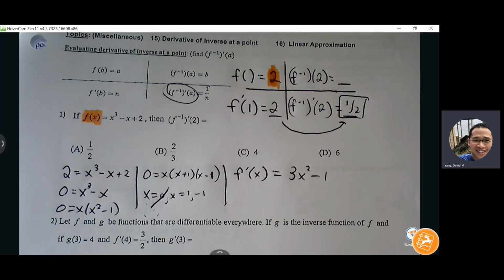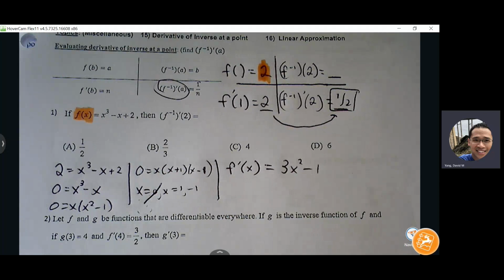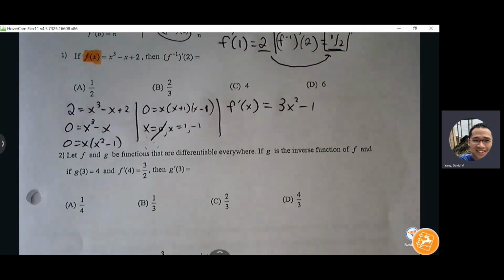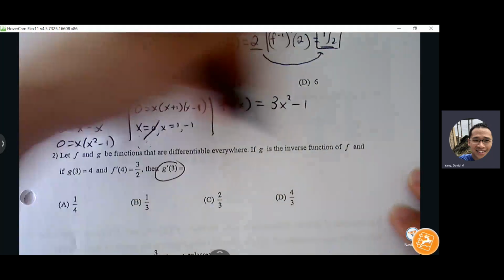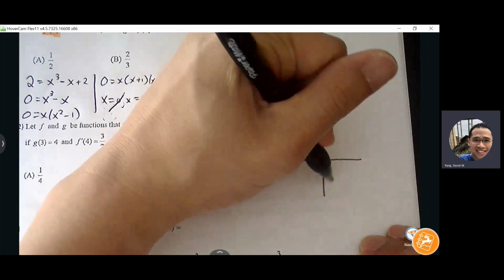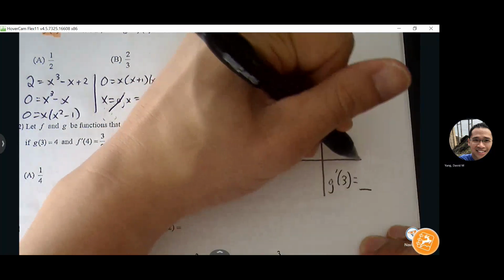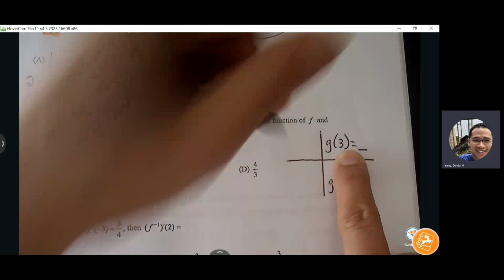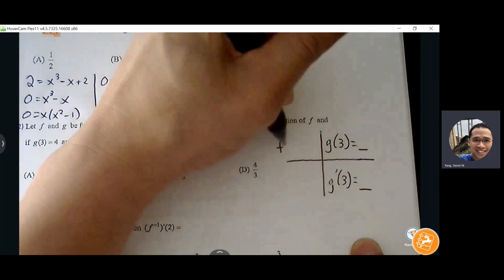So the rest of this page is just practicing this concept. Hopefully by the end of this page, you'll feel a lot more comfortable with this specific topic. So number two, it says, let f and g be functions that are differentiable everywhere. g is the inverse of f. If g of 3 equals 4, and f prime of 4 equals 3/2, then g prime of 3 equals what? So we're looking for g prime of 3. I'm going to start building information into my table. I know 3 is the x value of my g function, but 3 must be the what? The y value of my f function.